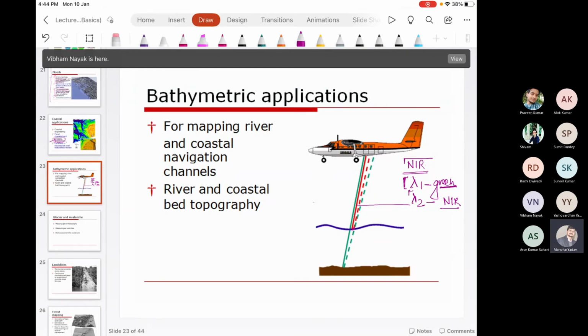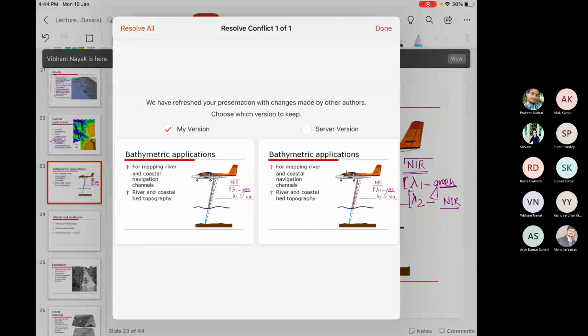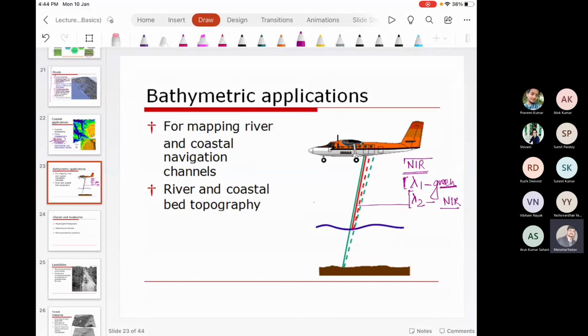And lambda 2 is the second laser beam that is generated in the NIR band. So the green laser can go into the water. Okay, it hits the ground, it hits the water bed. So we'll get two reflections. First one from the water surface and the second one from the water bed.